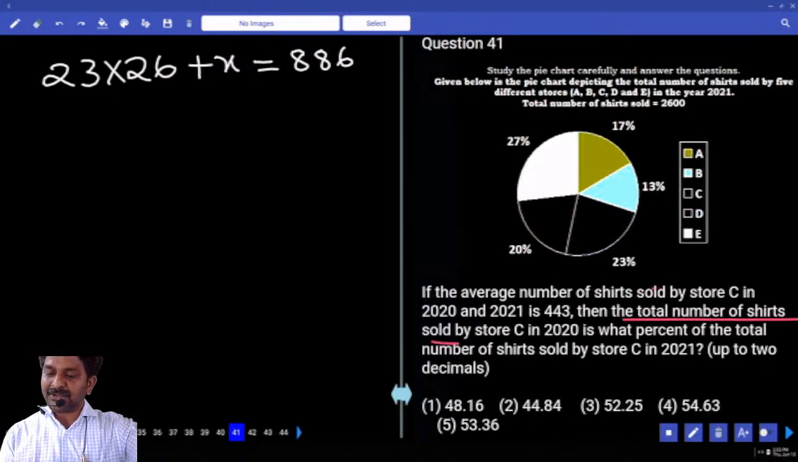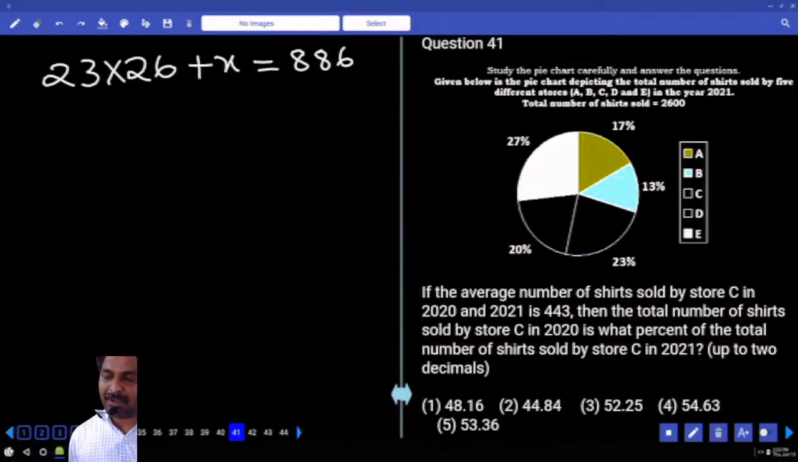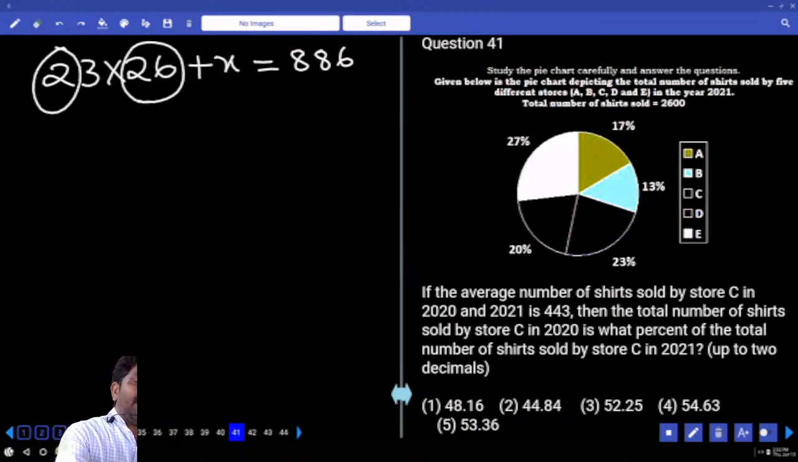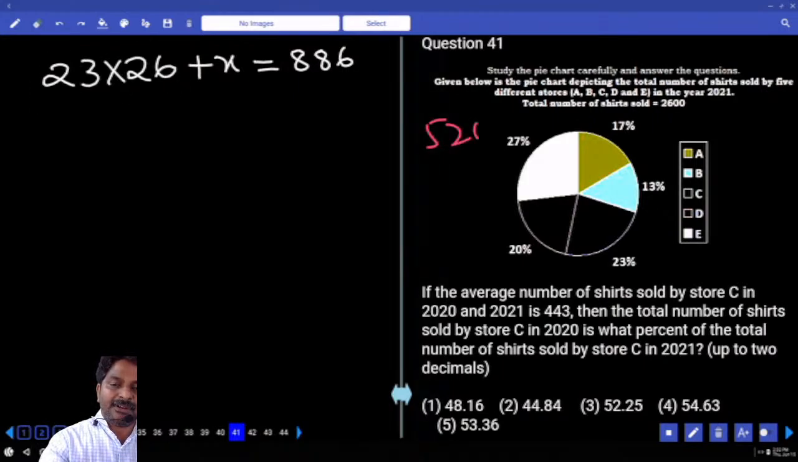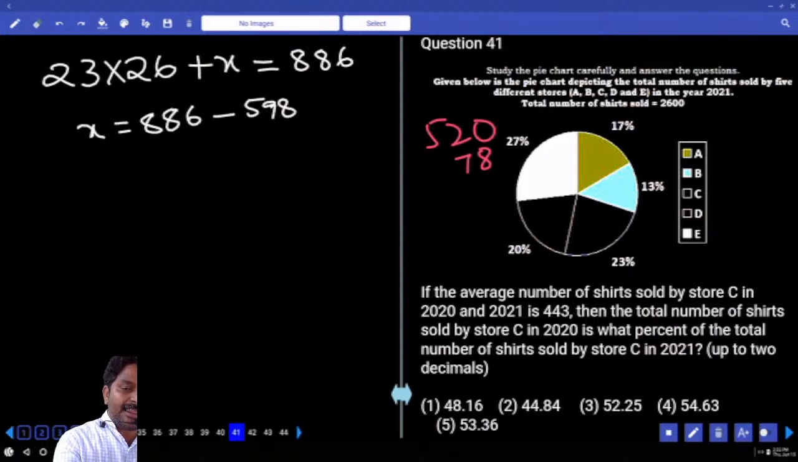Then the total number of shirts sold by store C in 2020 is what percent of total number of shirts sold by C in 2021? We were asked to calculate in terms of percentage. So 26 into 20 times, that is 520, and 26 times 3 is 78, both together 598. Then X is equal to 886 minus 598. Instead of 598 we will subtract 600 and then add 2.